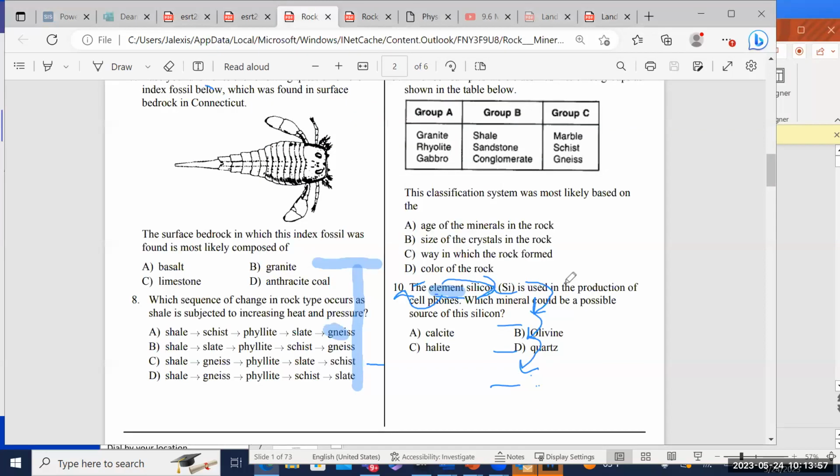And so that's the reason why, when you take a look here, you will see that it goes from shale to slate to phyllite, schist, and gneiss. So choice B. Let's take a look at number 9.